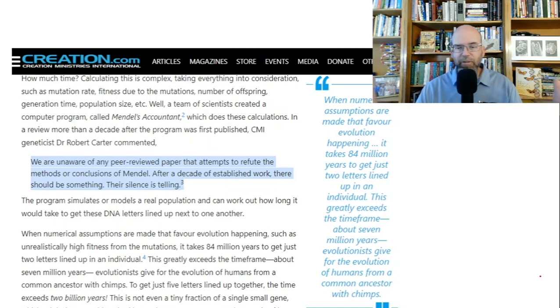Well, how might we actually simulate this and be able to look out into the future and see what will happen with mutations in populations? Well, as he says, a team of scientists created a computer program called Mendel's Accountant, which does these calculations. In a review more than a decade after the program was first published, and we'll see this program came out in 2007, CMI geneticist, Creation Ministries International geneticist, Dr. Robert Carter, commented, "We are unaware of any peer-reviewed paper that attempts to refute the methods or conclusions of Mendel," referring to Mendel's Accountant. "After a decade of established work, there should be something.